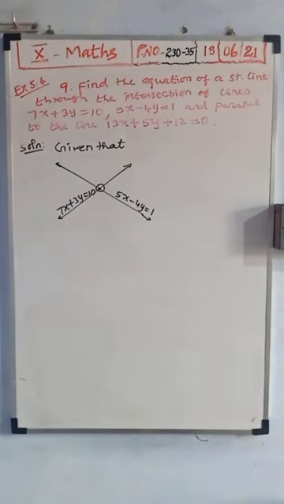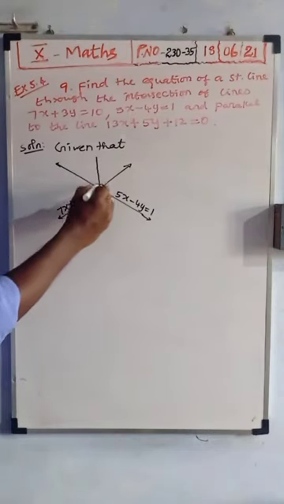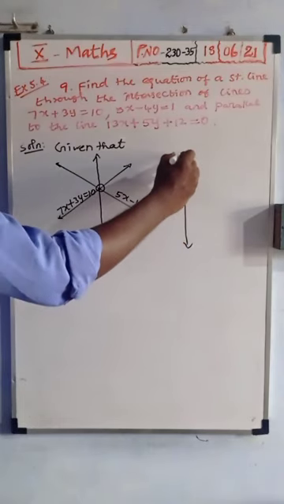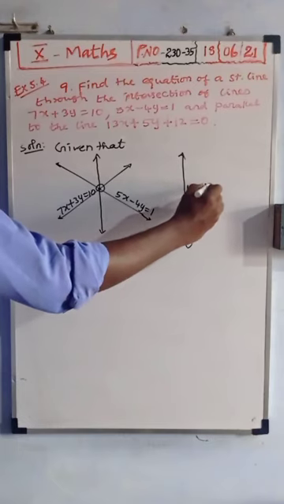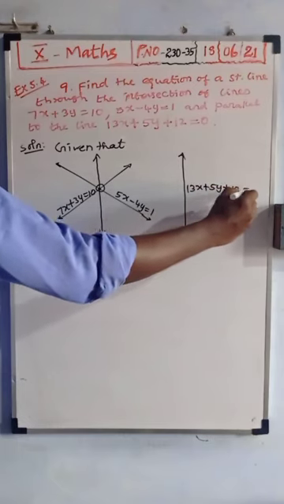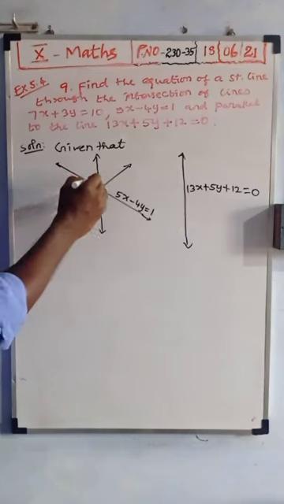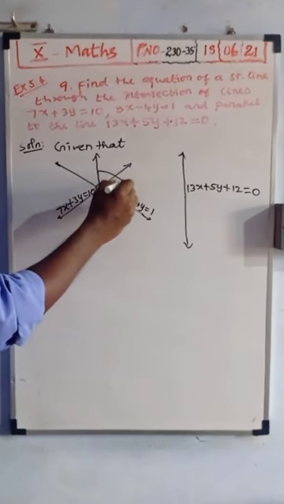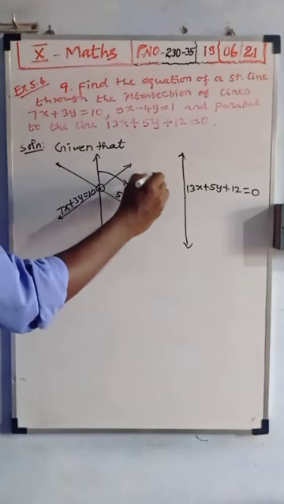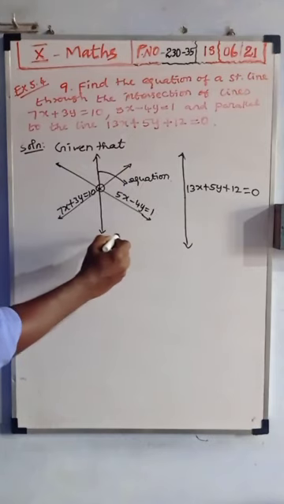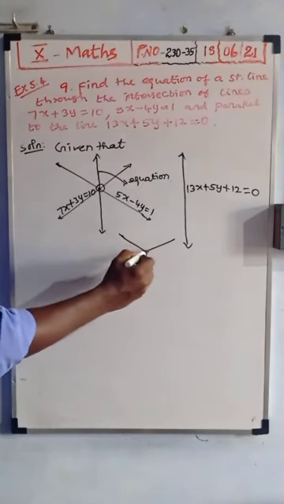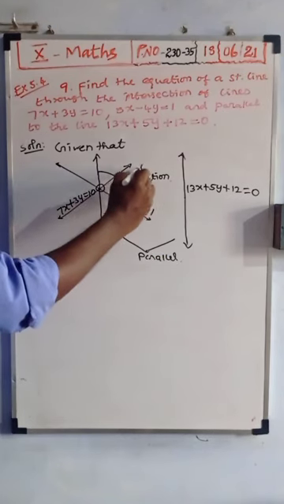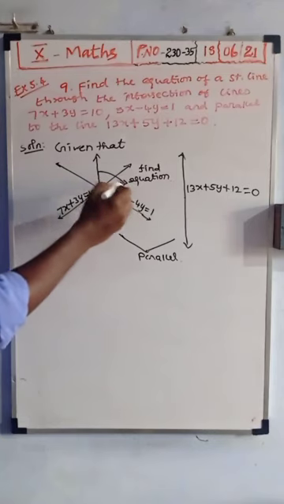Now next, you see, passing through the intersection is one line, then one more line is given. One more line equation is 13x plus 5y plus 12 is equal to 0. This line is given. The question asks for a line parallel to it, so these two lines are parallel, and we want to find this equation, the equation of the line.